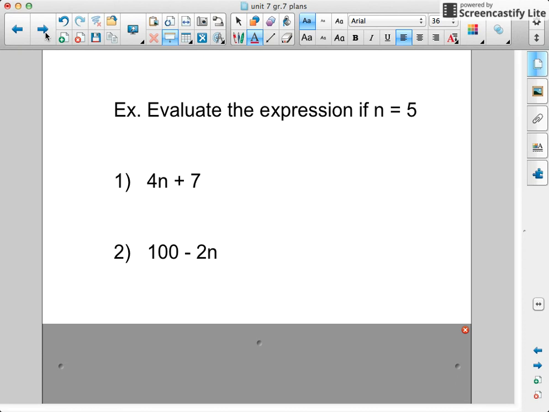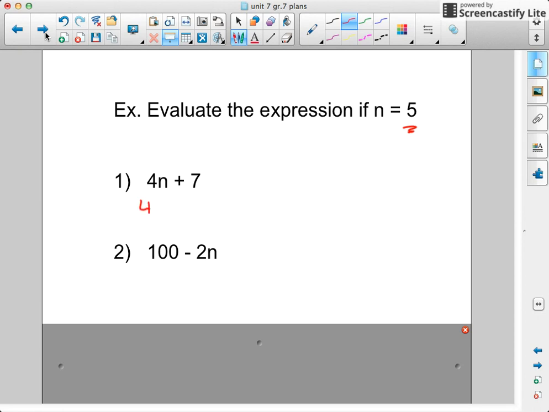So we have a couple expressions here. We're going to evaluate the expression if n were equal to 5. So instead of n in the question, we're going to replace it with 5. Well, you have to know what this expression says first. So number 1 says 4 multiplied by a number plus 7. Okay, so instead of just multiplied by a random number, we're going to replace it with 5 in this case.